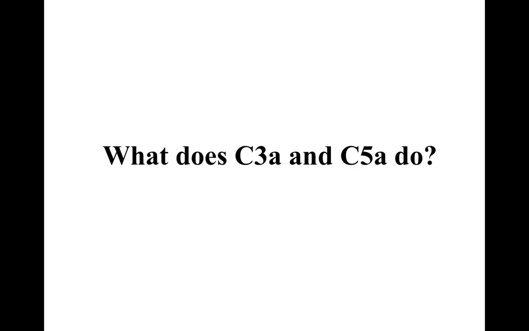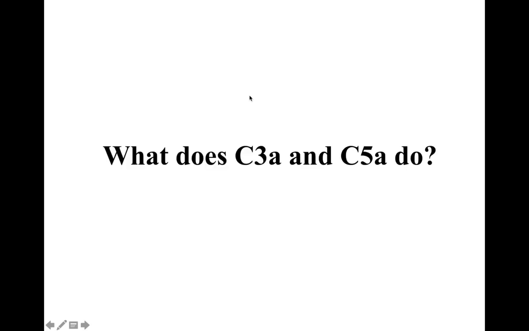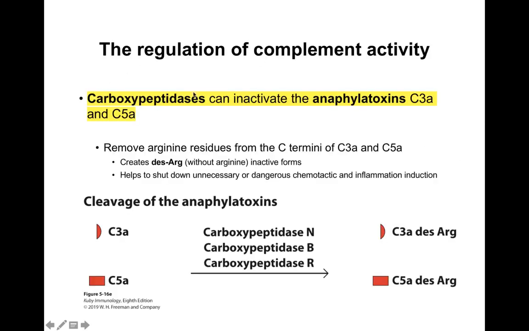What do C3a and C5a do? I said they're anaphylatoxins. They cause inflammation. They can bind to receptors on cells, such as macrophages and granulocytes, and they can cause chemotaxis or degranulation as a few main examples of what they can do when they bind their receptor. And so these can be regulated by those carboxypeptidases here.